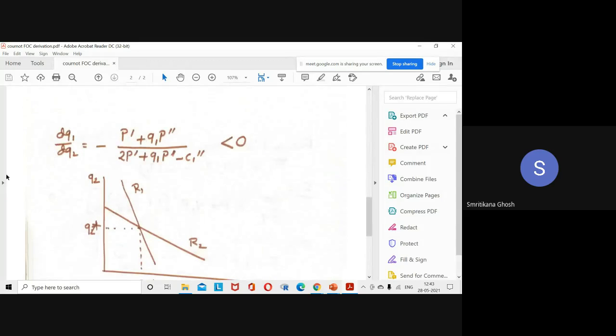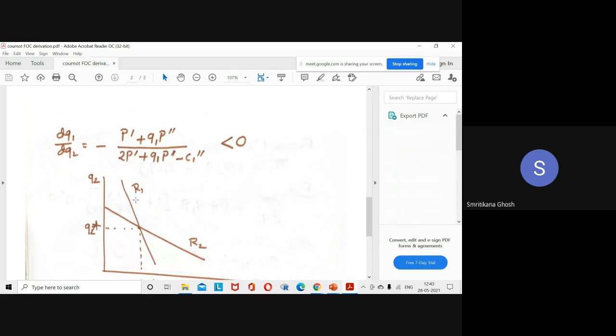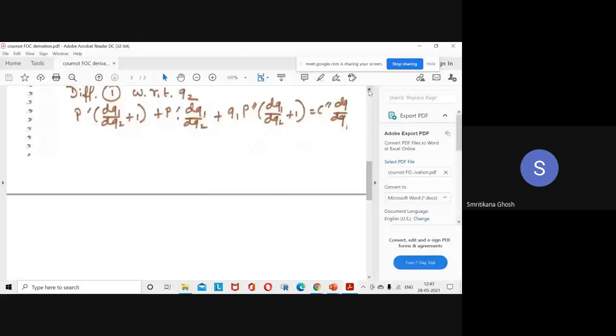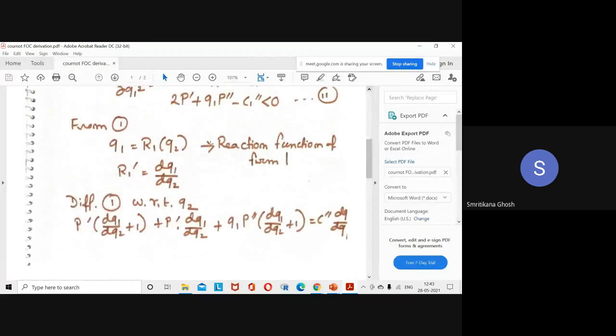Now, R1 and R2. I'm just going back to the previous one. That was a reaction curve R1 and R2. I'm saying R1 is that blue line which I was showing you. Why? Because along the R1, try to find out the slope of R1. Look at the slope of the reaction curve, dq1, dq2.